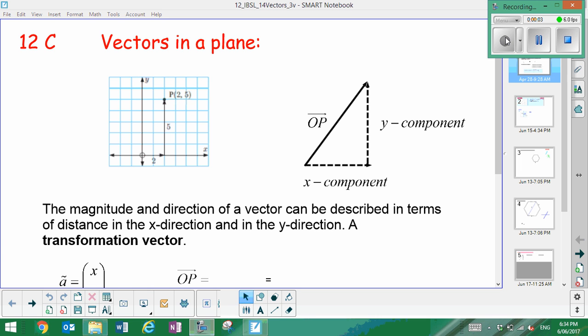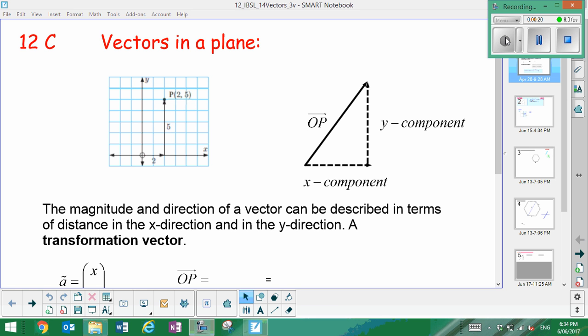Hello IB. Tonight we're looking at 12C and 12D. So this whole chapter of chapter 12 is all about vectors, what they are and how we can manipulate them. And then chapter 13 is all about how we apply them and use them in the world around us.